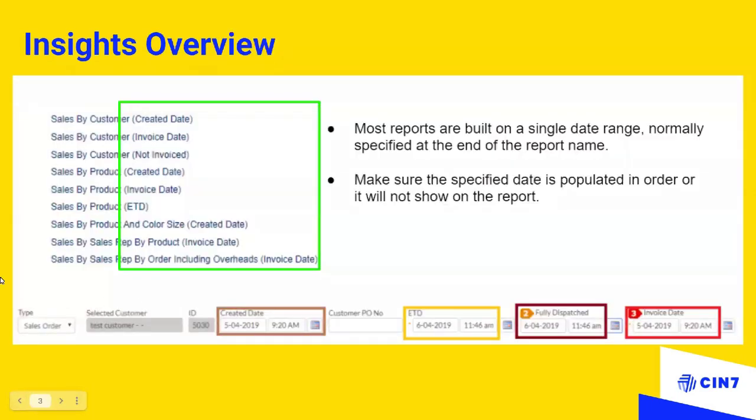So for the Insights overview, when you normally go into Insights, you'll see that there's a bunch of sales reports with different dates. Each report is built on a specific date range, so either the created date, the invoice date, or maybe the estimated time of delivery date. If you have a sales order which might not have an ETD or a dispatch or an invoice date, those orders will not come through into those reports until the date has been filled in.